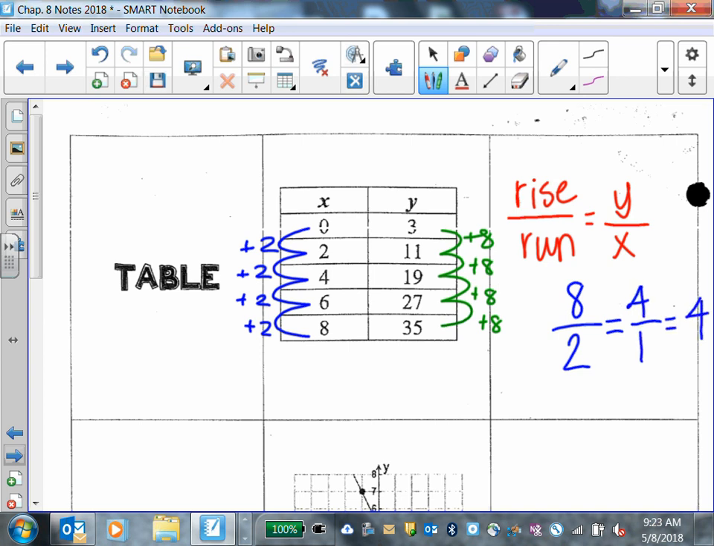But this is why we leave it as fractions. Because now we know every time my y's go up 4, my x's go up 1. So let's do this. If my x goes up 1, what is now my y? Every time my x's go up 1, my y's go up 4. So it's 3 plus 4? 7. So let's say I'm going from 8 to 9. What would my y's be then?